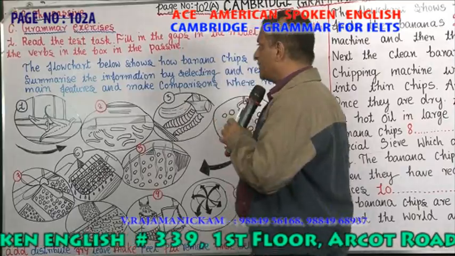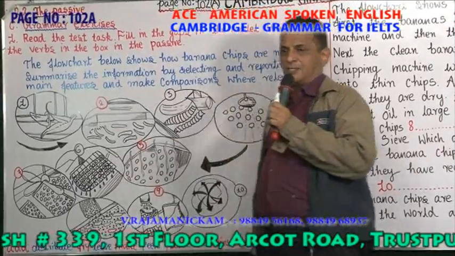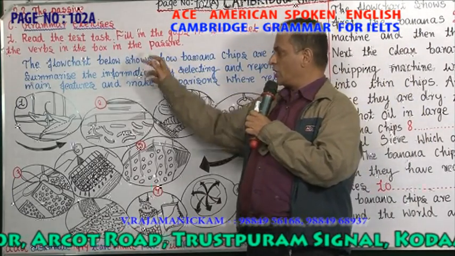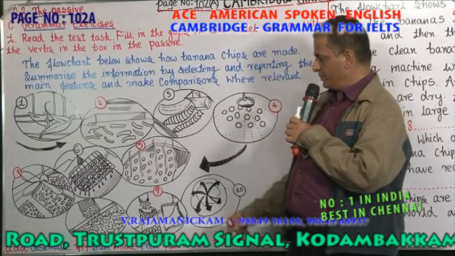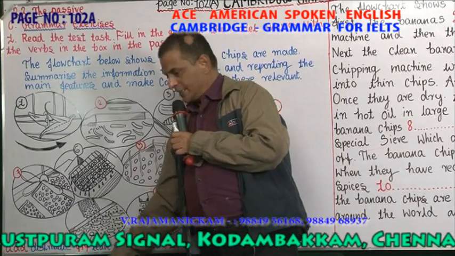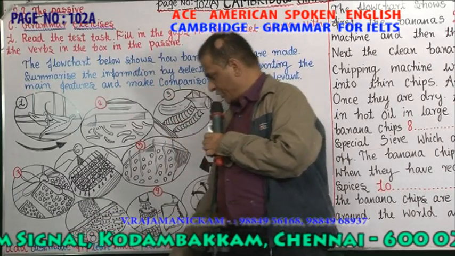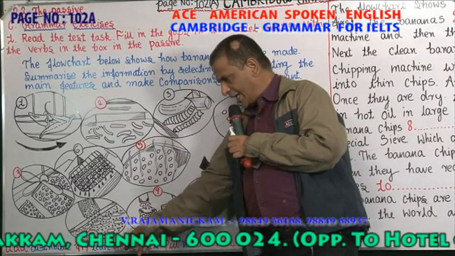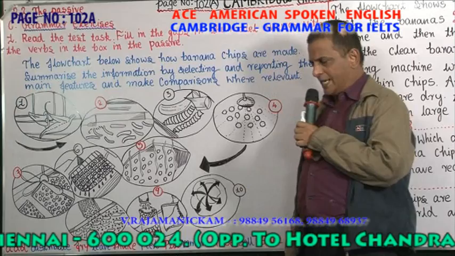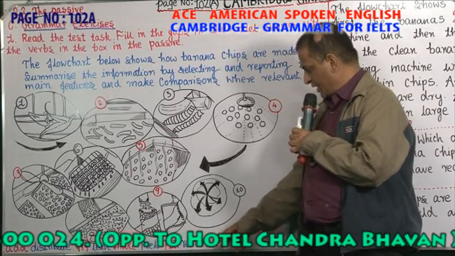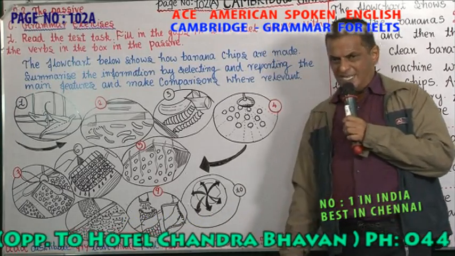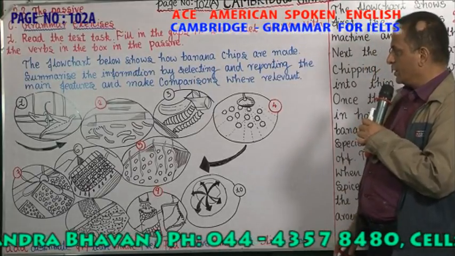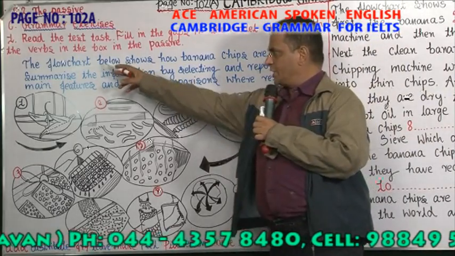Now coming here, read the test task. Fill in the gaps in the model answer with the verbs in the box in the passive. So the verbs are add. The second verb is distribute. Third verb is fry. Fourth is leave. Fifth is make. Sixth is peel. Seventh is put. Eighth is remove. Ninth is rinse. Tenth is sell. Eleventh is slice, soak.